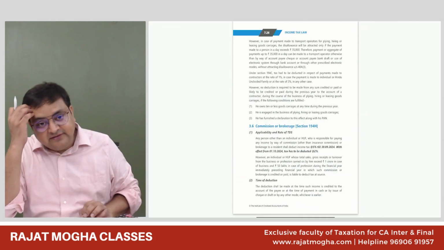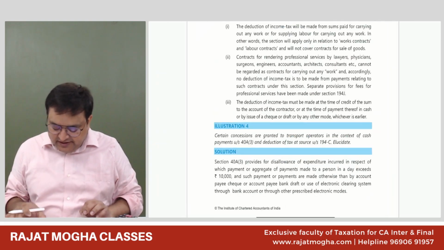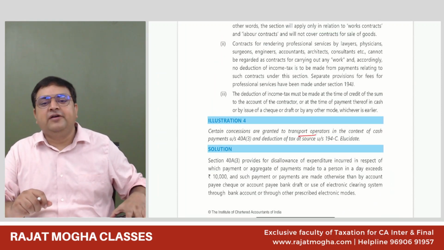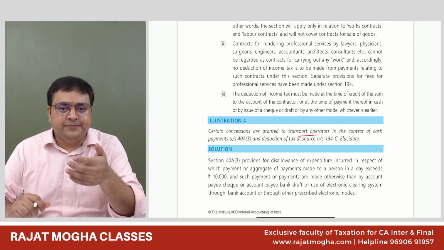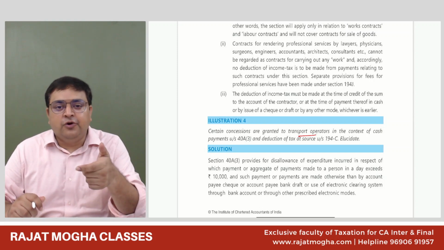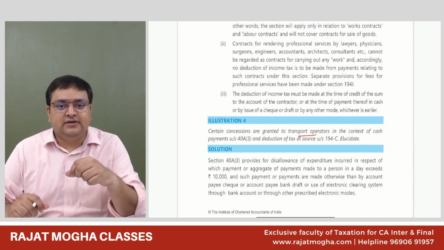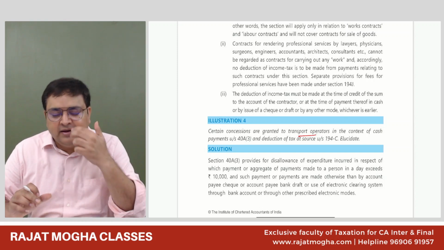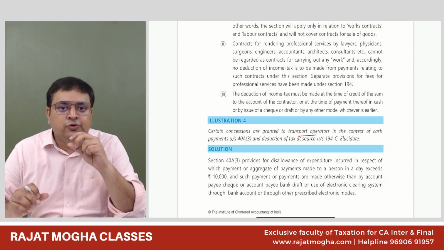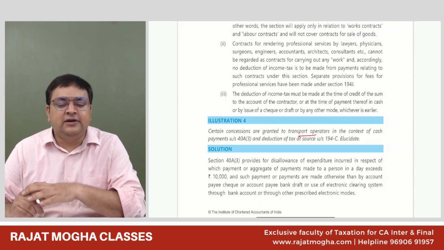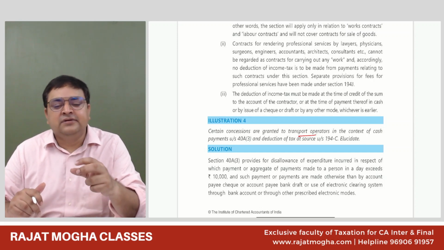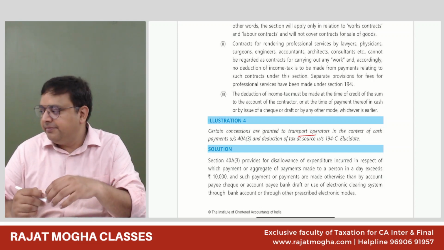Okay. Guys, the 4th is actually regarding the transport operators. You understand, if you are giving a contract to a transport operator, and the transport operator furnishes you his PAN number and also a declaration that he doesn't own more than 10 goods vehicles at any time during the year, then in that case, TDS will not be there. Do you remember?